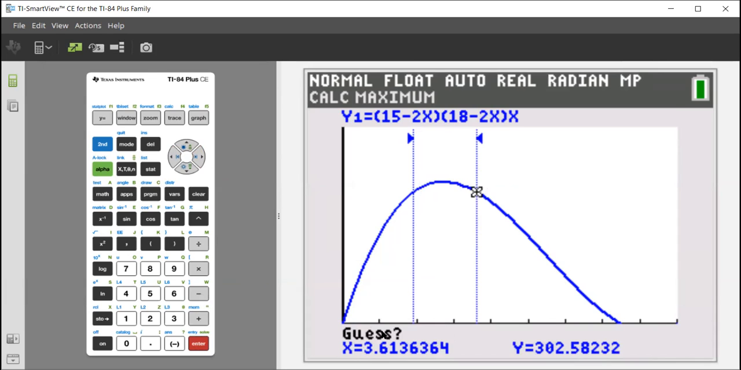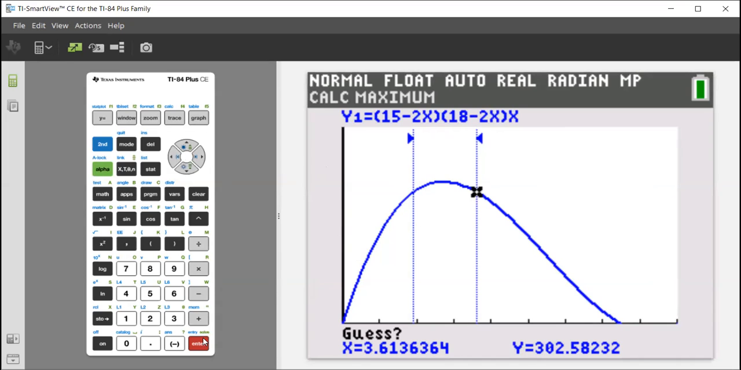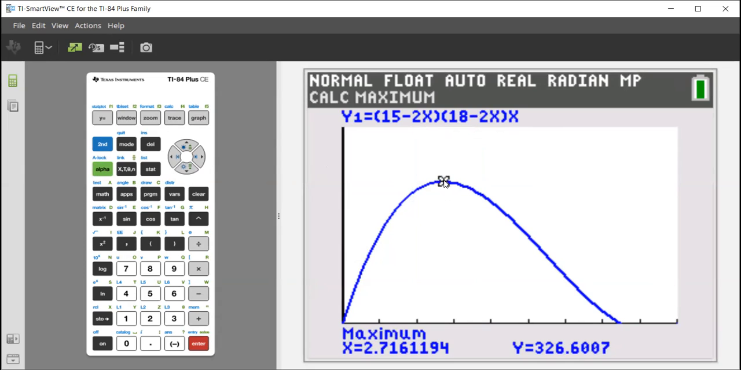All right, now when it says a guess, that would just be in case there's more than one point that looks like they're the same height. You want to find one first or the other. It doesn't really matter, so I'm going to skip that and just hit enter again. Okay, so it thinks for a minute now. It's found the best estimate it can based on the window settings and the function and everything. So it says this maximum occurs at approximately X value 2.716, Y value approximately 326.6077. Okay, so that's approximately the maximum.